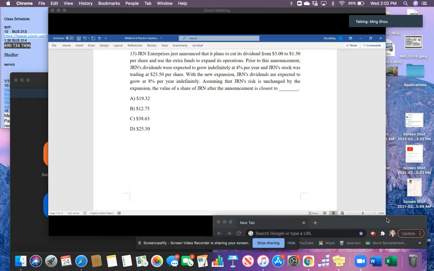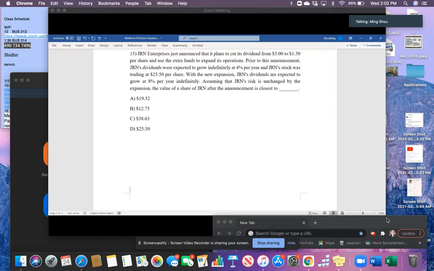Before this announcement, GRN's dividends were expected to grow indefinitely at 4% per share, and its stock price equals 25.5 per share. With this new expansion, GRN's dividends are expected to grow at 8% per year indefinitely. Assume this company's risk level will not change by the expansion. The question asks us, what is the stock price for this company after the announcement?